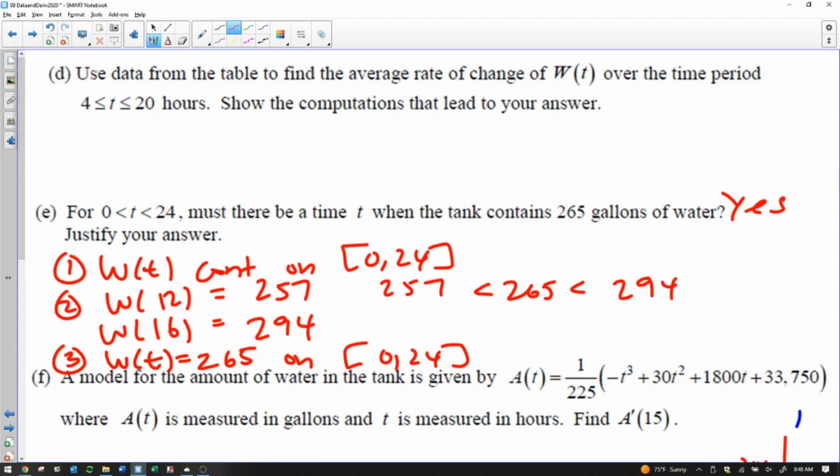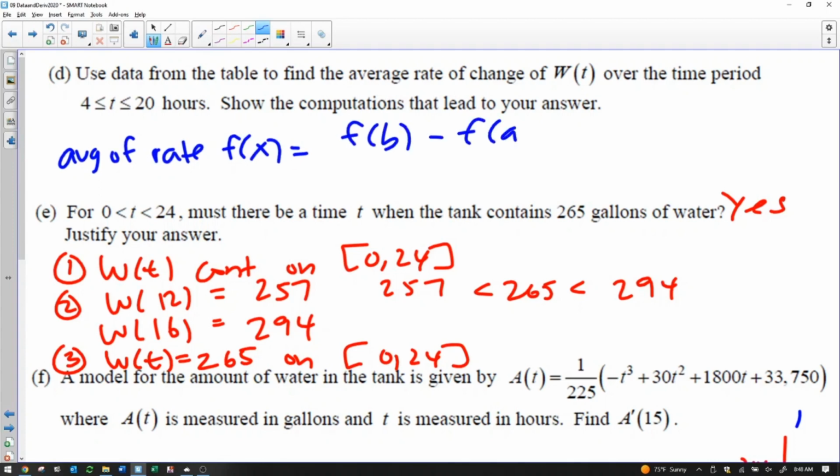This is your new formula, average rate of change. On your formula quiz, I'll ask you, give me the average rate of change of f of x, and you will tell me that that's f of b minus f of a over b minus a. That's the formula you'll memorize. But here, they don't want the average rate of change of f. They want the average rate of change of w. So all your f's, the name of your function, changes. So now this is w. You see how that works?